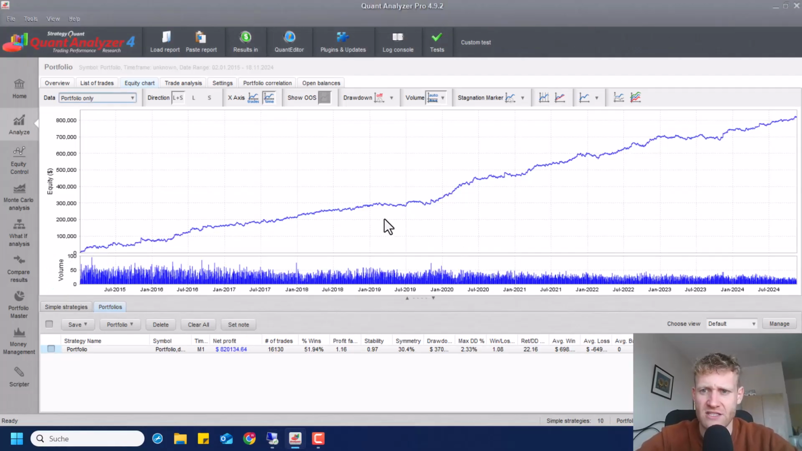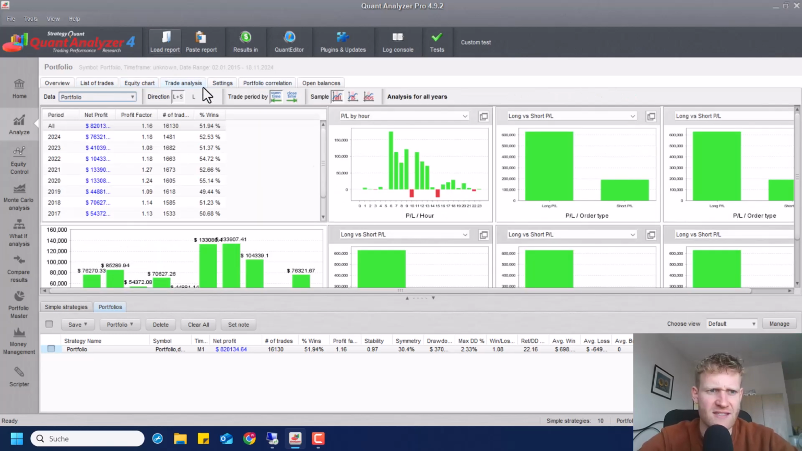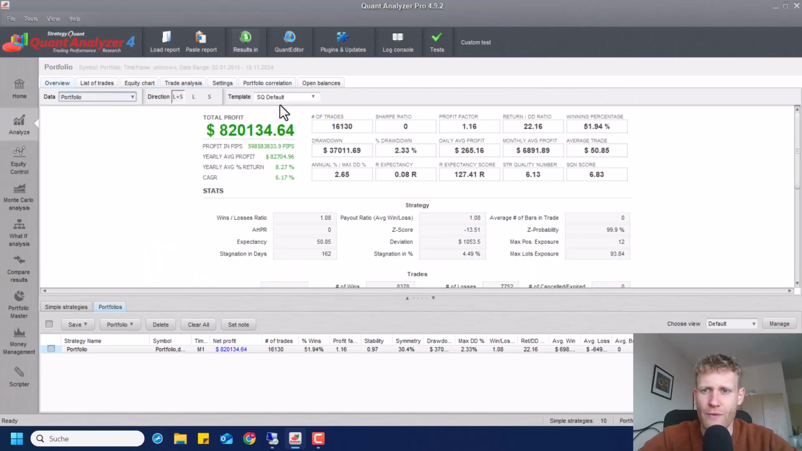And yeah, as we can see here, there are drawdown periods and they might look small, but there are multiple drawdowns that would have failed the challenge. For example, if we have a look at the trade analysis overview, we can see that the biggest drawdown is 37,000.